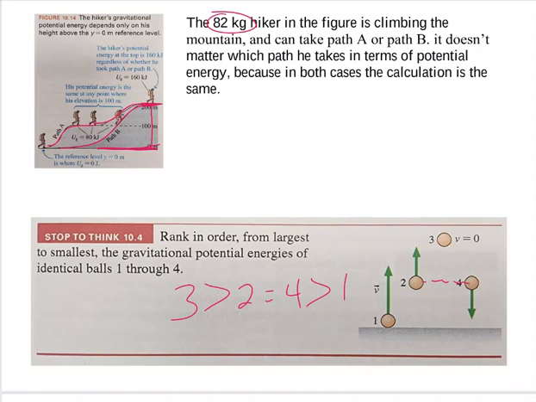g is going to be the same in all situations. And so it just goes by height. 3 is higher up than 2. 2 and 4 are the same height. And so 1 is the lowest. So there you go. Pretty straightforward. Good? All right.